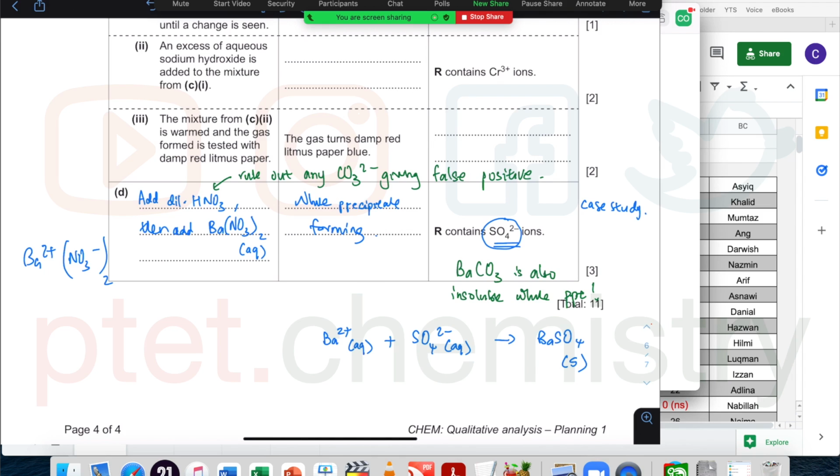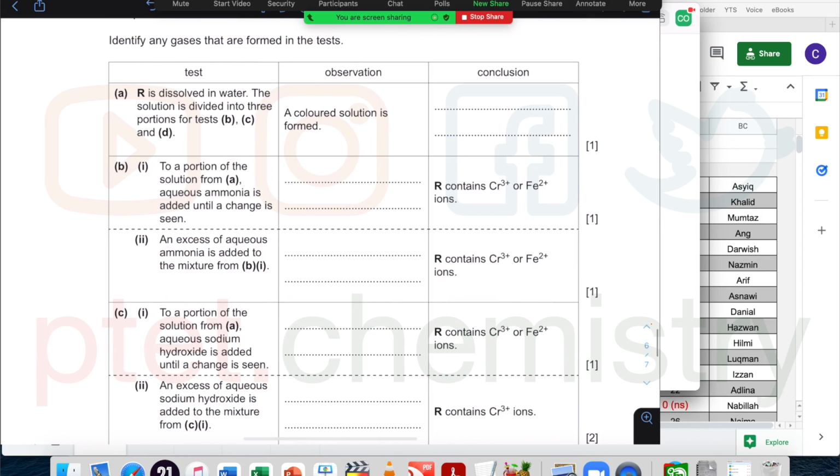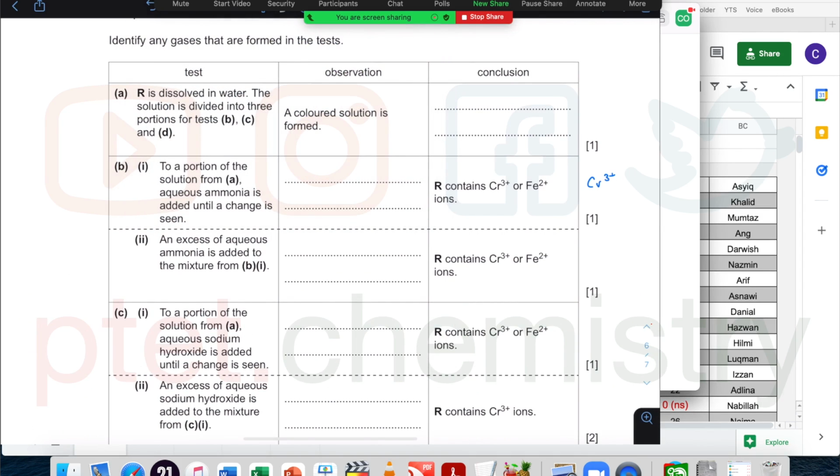Okay, so I think that is pretty much it on the case study. Now, actually, one more case study, which is on this question. Chromium 3 plus and iron 2 plus. Very, very famous case study. When you are in the lab, it's easy because the chromium 3 plus has a much nicer green color solution to it. Iron 2 plus is not as deep color. So imagine the green color of the grass. The grass is a bit greener. This is a bit darker green compared to the grass. Iron 2 plus solution is not very green. It's very, very pale green.